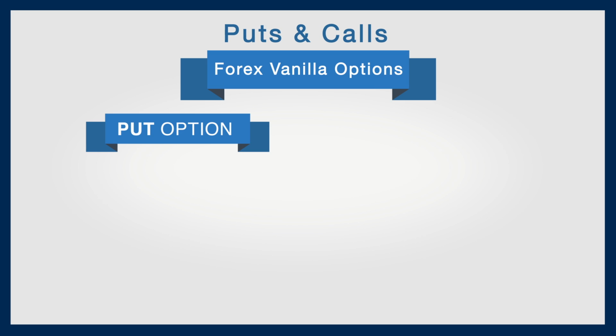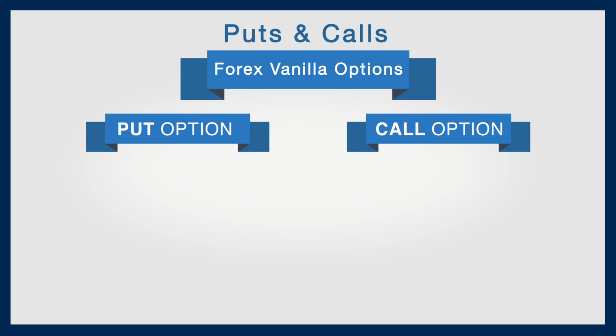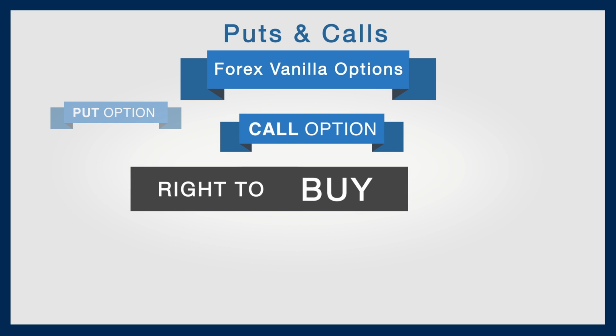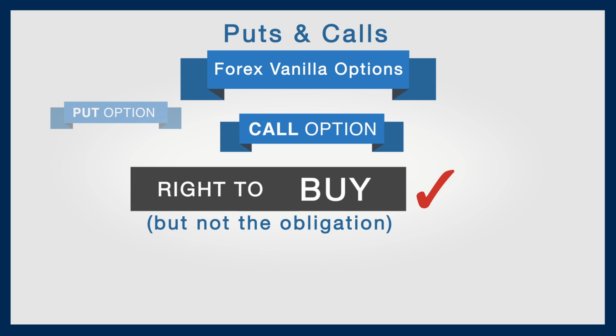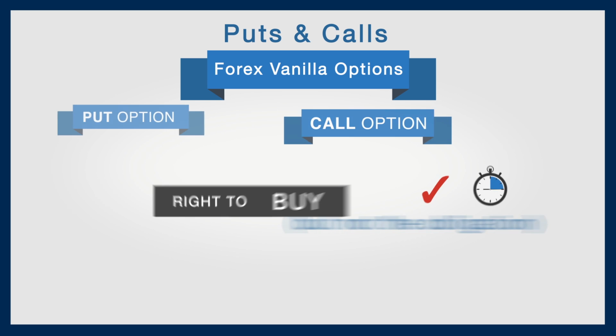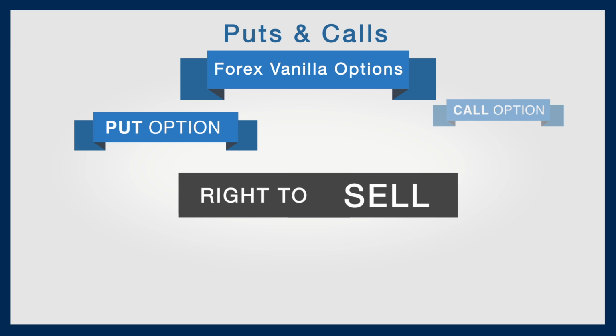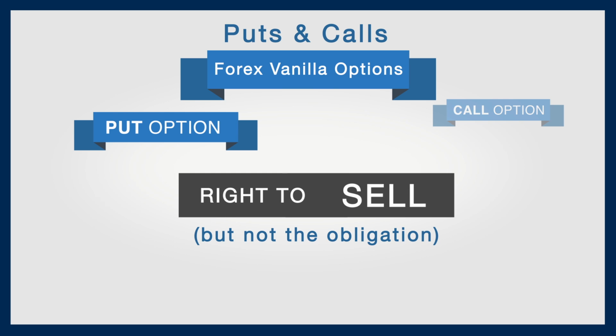Puts and calls. An FX vanilla option is either a put option or a call option. A call option gives the buyer the right, but not the obligation, to buy the underlying asset, in this case a Forex pair, at an agreed price at a given point in time. A put option, on the other hand, gives the buyer the right, but not the obligation, to sell the underlying asset at a given rate at a given point in time.